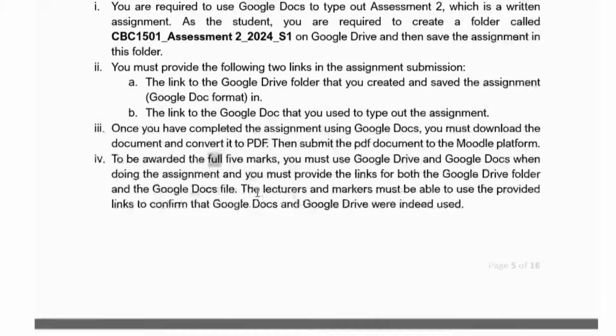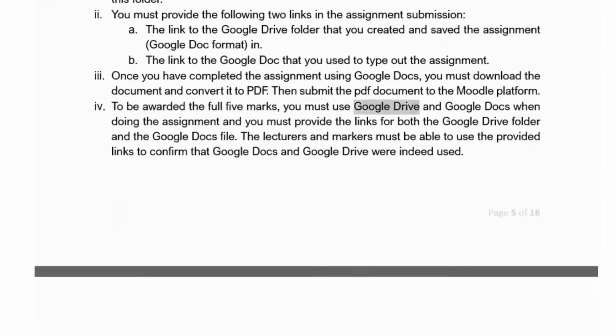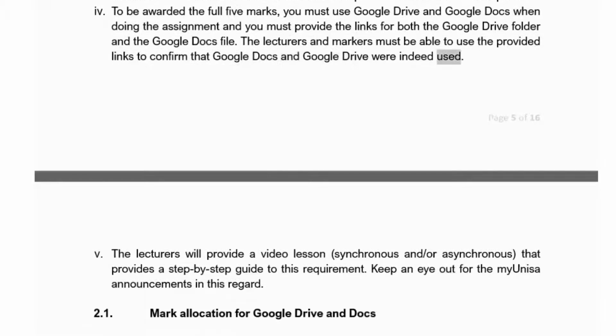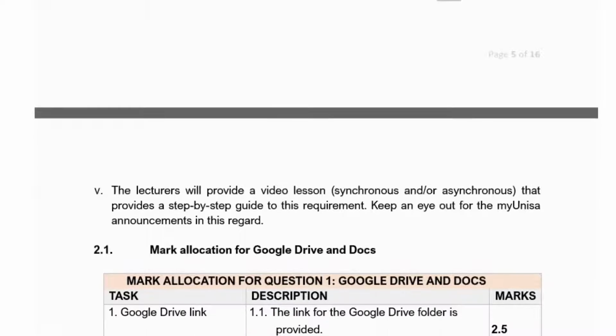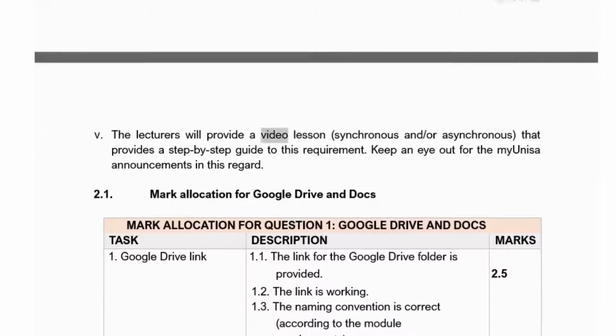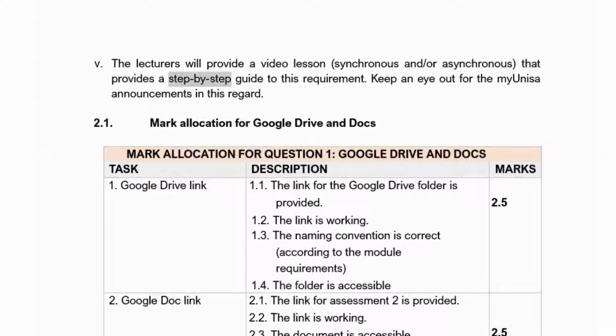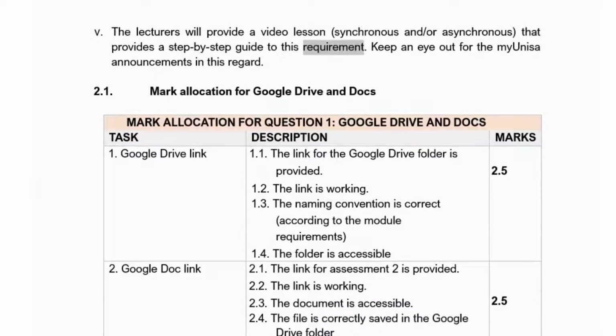To be awarded the full 5 marks, you must use Google Drive and Google Docs when doing the assignment, and you must provide the links for both the Google Drive folder and the Google Docs file. The lecturers and markers must be able to use the provided links to confirm that Google Docs and Google Drive were indeed used. The lecturers will provide a video lesson, synchronous and/or asynchronous, that provides a step-by-step guide to this requirement. Keep an eye out for the MyUnisa announcements in this regard.